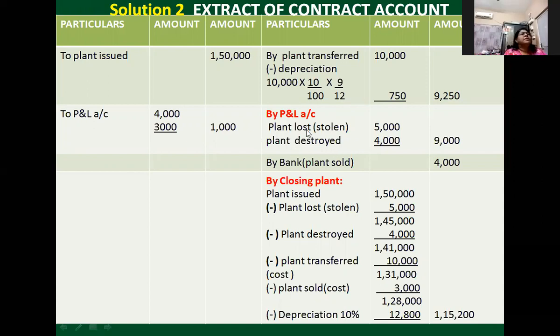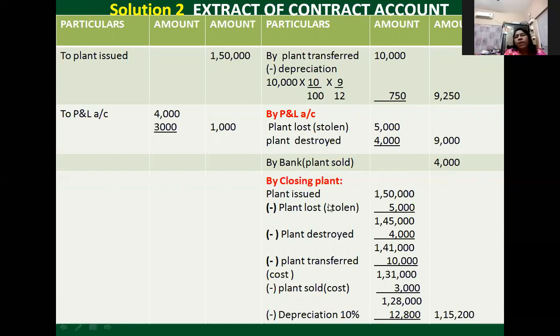The next is by penal account. What is the stolen value of the plant and destroyed value of the plant? As usual, we need to show it in the credit side. And by bank, the sold value of the plant. What is the value of the sold? Sold only we need to show. So sold value is 4,000.